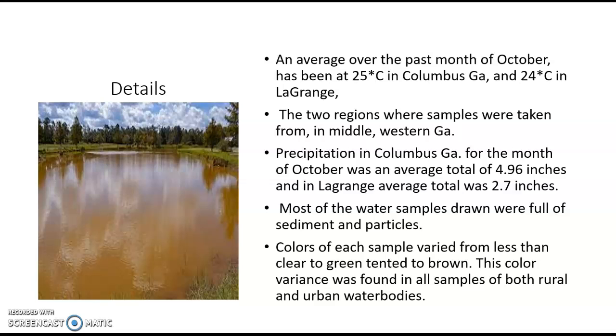Precipitation in Columbus, Georgia for the month of October was an average total of 4.96 inches, and in LaGrange, the average total was 2.7 inches. So most of the water samples drawn were full of sediment and particles. There was a lot of stuff in it. Each of the samples had a color variance from less than clear to green tinted to brown. And this color variance was found in all the samples for both rural and urban water bodies. You couldn't visually identify which one was which.